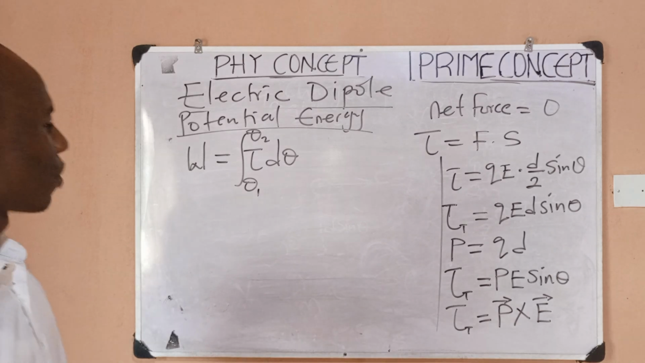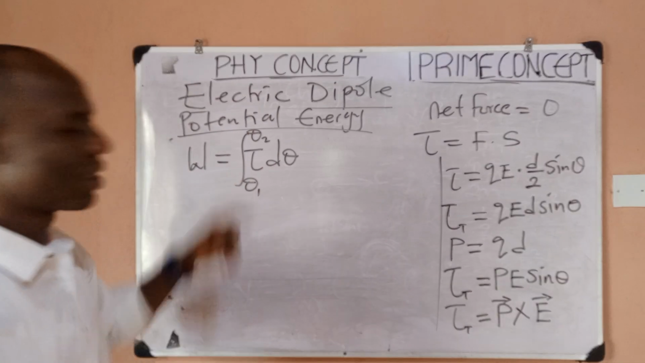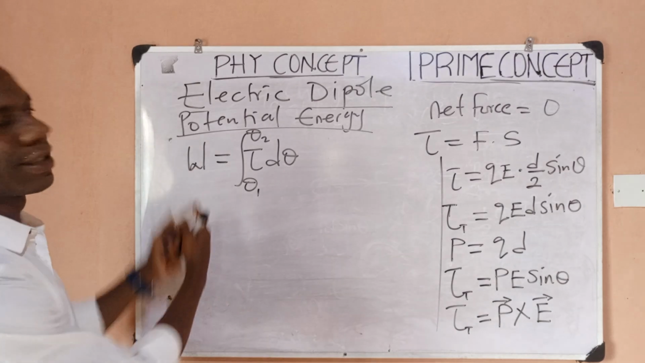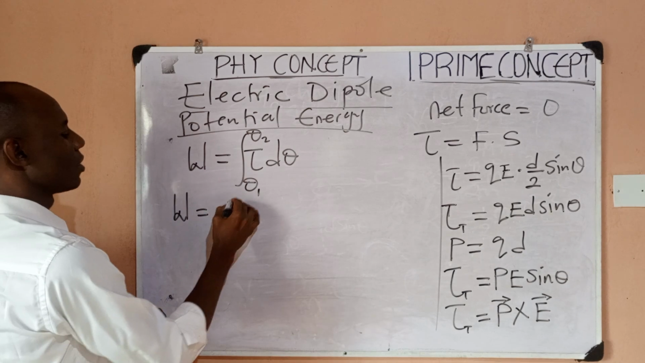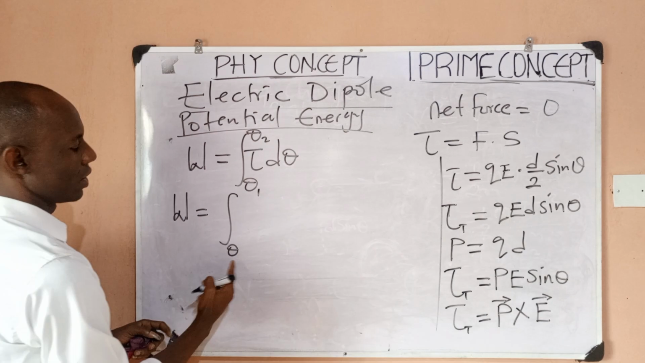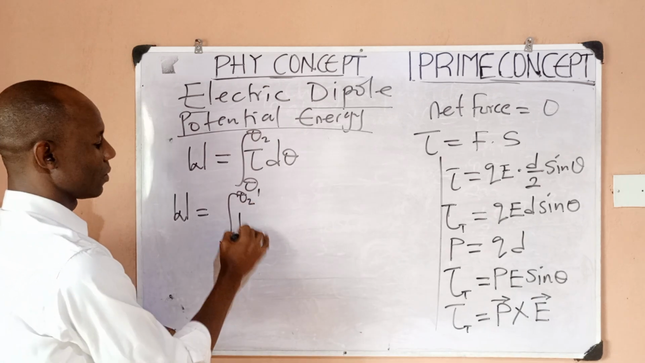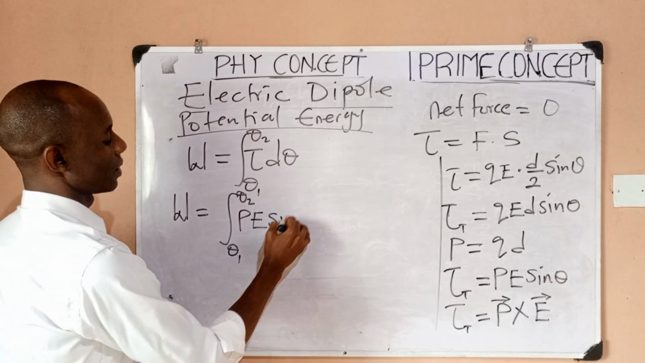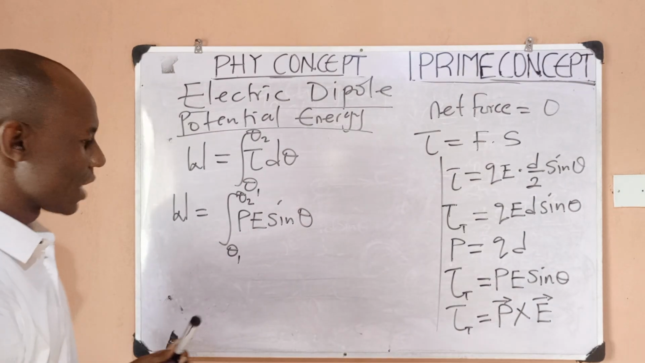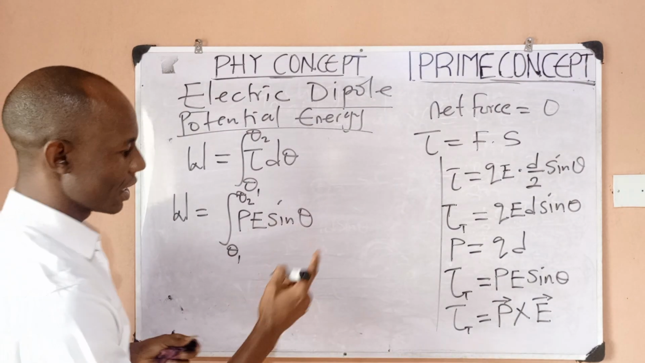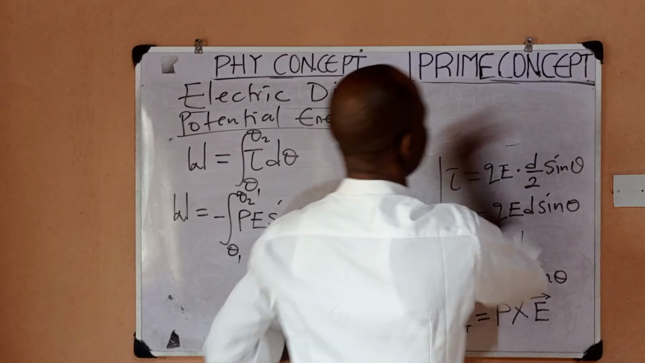So what I'm going to do is bring in the torque, since I know the formula for torque, into this relation and try to integrate it to see what we can get. Now my work done is going to be the integral from theta 1 to theta 2 of PE sine theta. In order to oppose that, I'm going to take this as negative, because I'm going to eventually get a negative sign there.